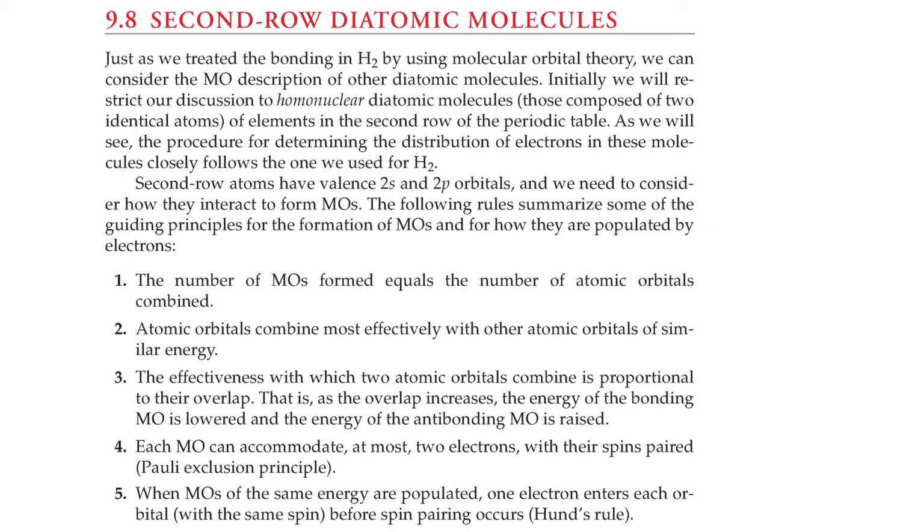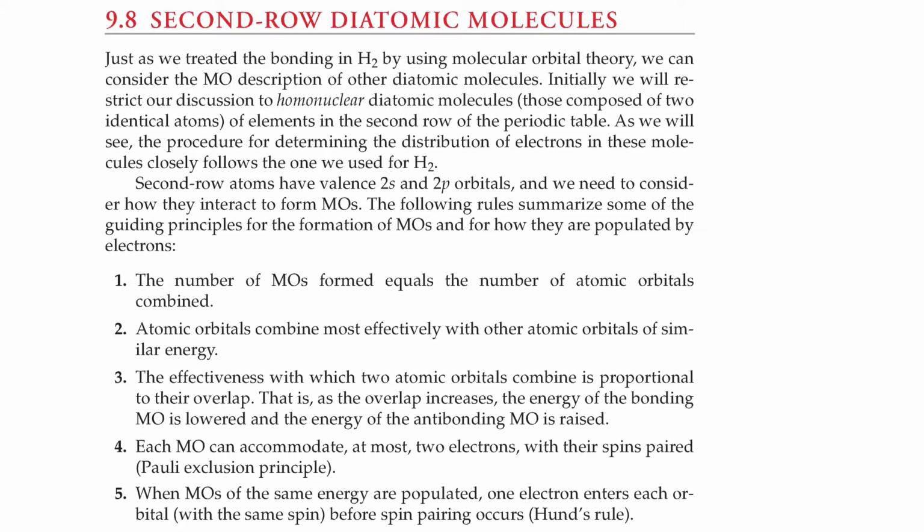Section 9.8, Second row diatomic molecules. Just as we treated the bonding in hydrogen by using molecular orbital theory, we can consider the molecular orbital description of other diatomic molecules. Initially, we'll restrict our discussion to homonuclear diatomic molecules, those composed of two identical atoms, of elements in the second row of the periodic table.